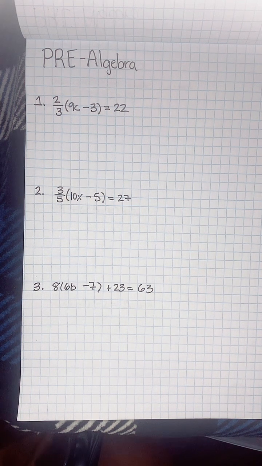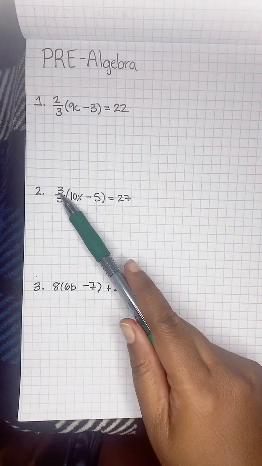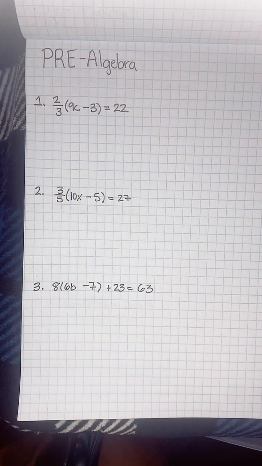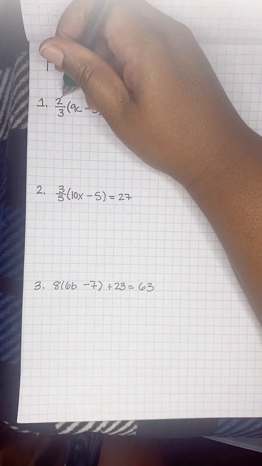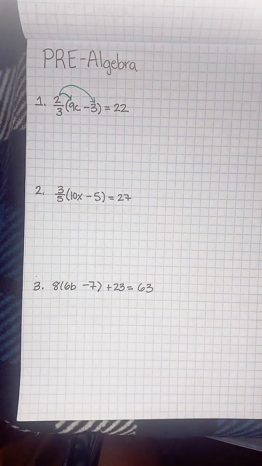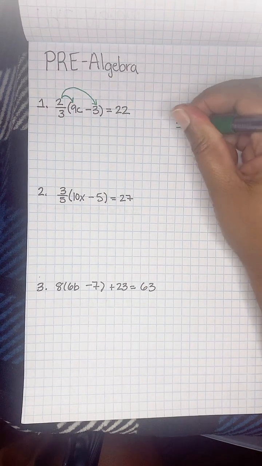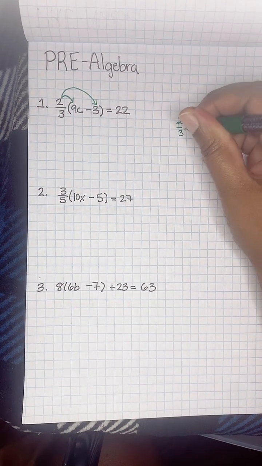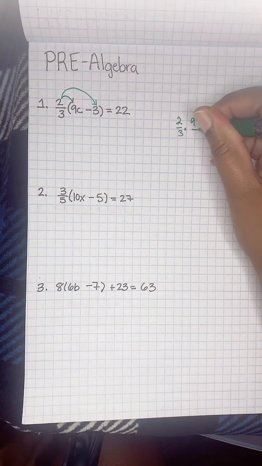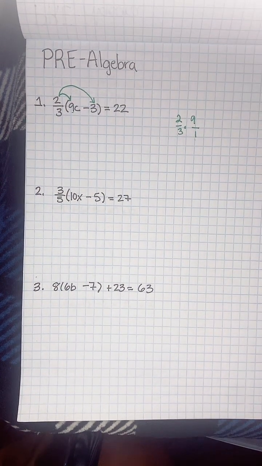Okay, I'm going to do this with distributing the fraction, okay? And then I'm going to show you how not to do it with the fraction. Okay, so let's go here. We're going to multiply this times this, and then multiply this times this. Distribute. So I'm going to write what we're actually doing over here. So I'm doing 2/3 times 9 over 1. Remember, every whole number can be written over 1.